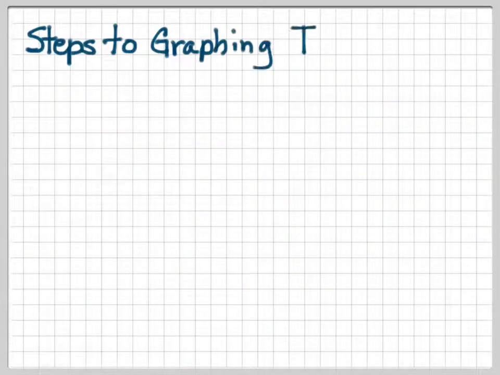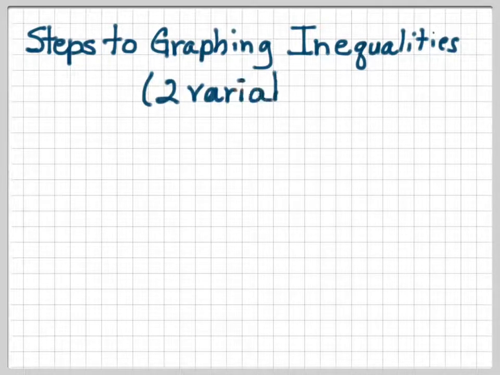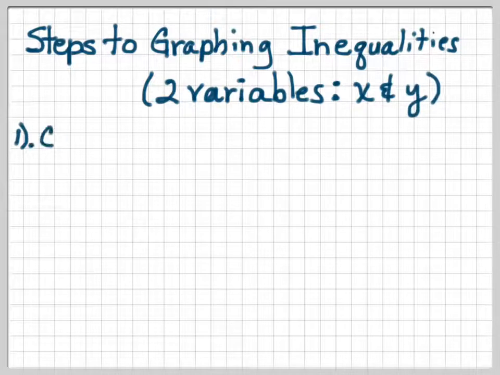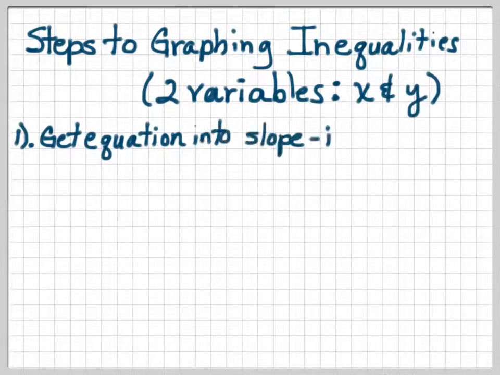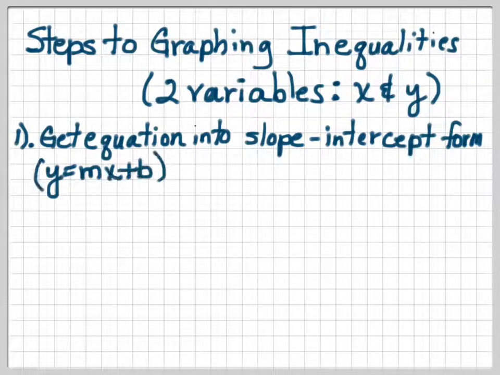Okay, steps to graphing inequalities. You might want to write these down so that you can remember it. And if you follow these steps, you'll have a perfect solution each time. And this is in two variables, x and y. The first thing we want to do is get the equation into slope-intercept form. If it's in standard form or if it's in point-slope form, you want to put it in slope-intercept form. Your y has to be on the left-hand side of the equation so you know when you graph it which way you're going to shade. So you have to put it into y equals mx plus b form.